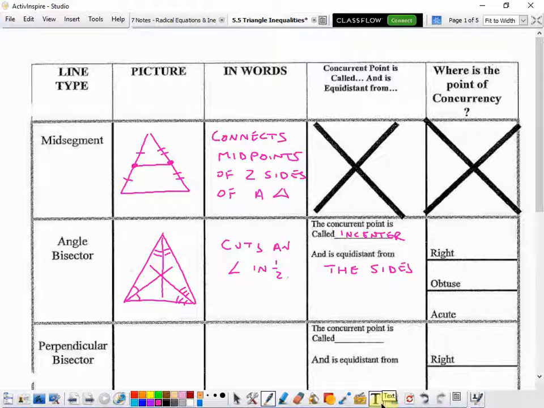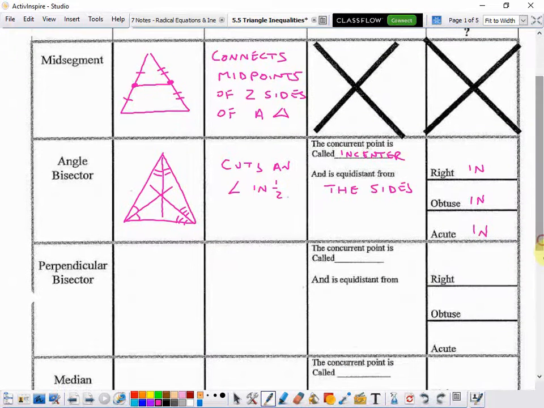Angle bisectors are always inside of a triangle. So whether you're looking at a right triangle, obtuse or acute, it will always be inside of the triangle. Okay, and that point is equidistant from the three sides. So this perpendicular length, and this perpendicular length, and this perpendicular length are all the same.